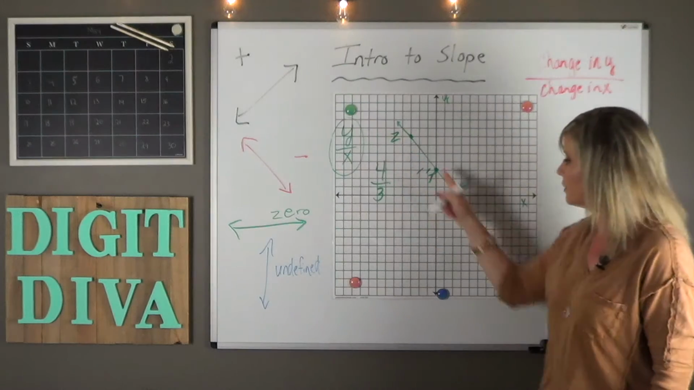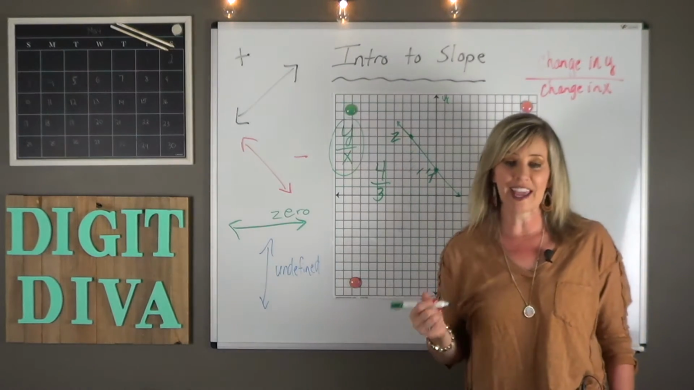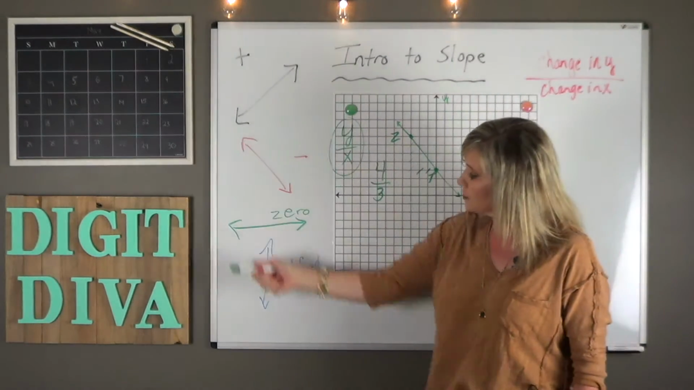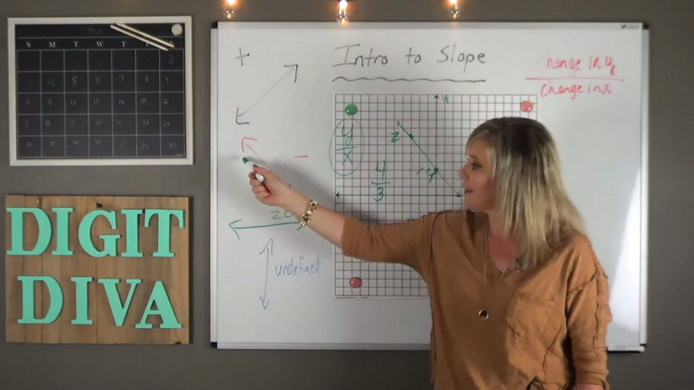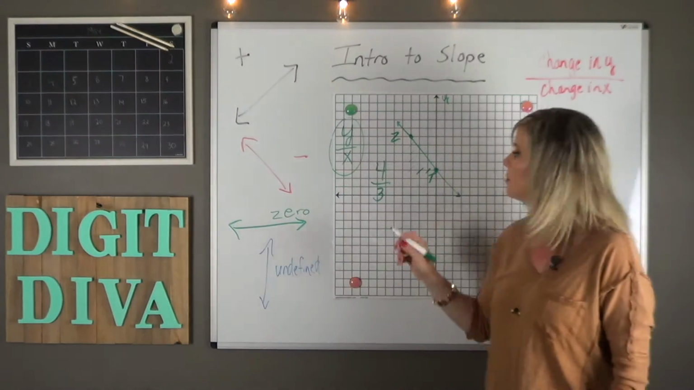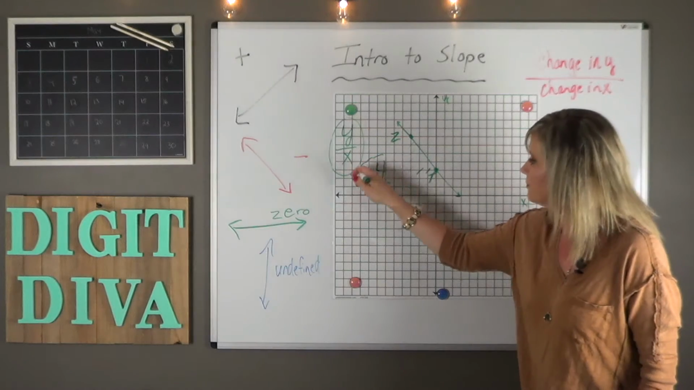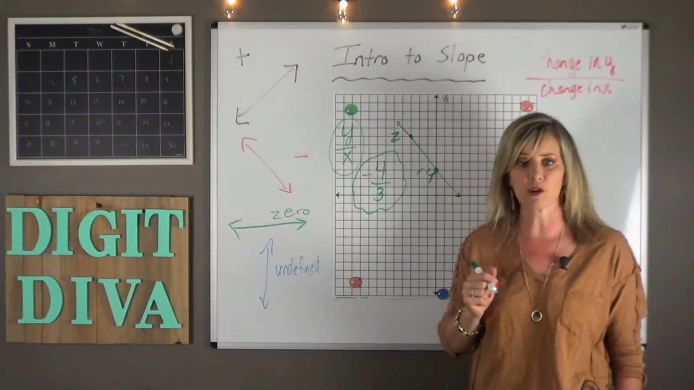However, look at the direction of the line. It is going down and to the right, and back to our 4 types of slopes, a line that's going down has a negative slope. So our final answer would be -4/3.